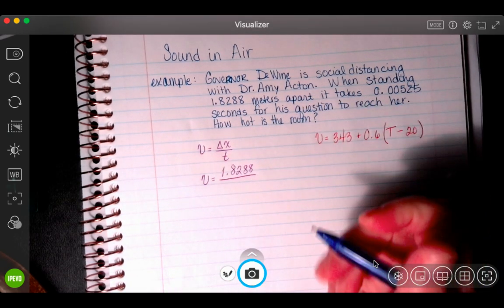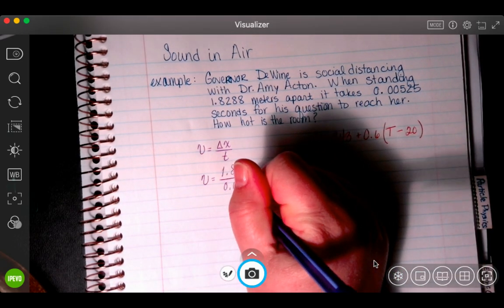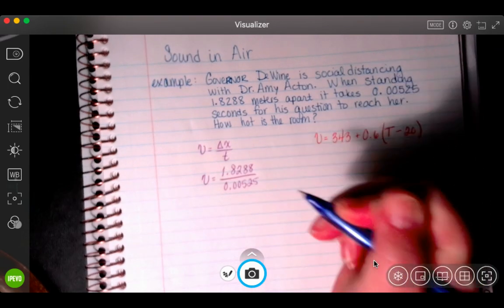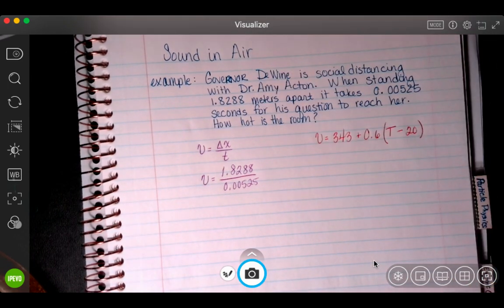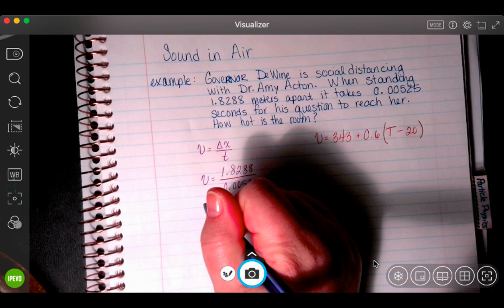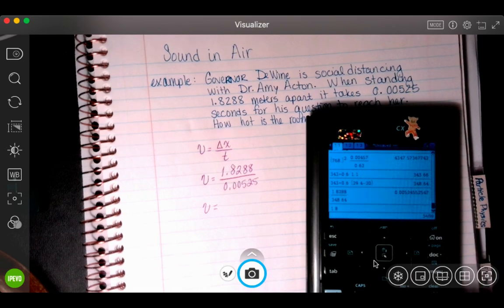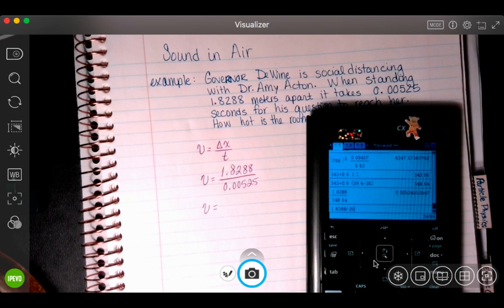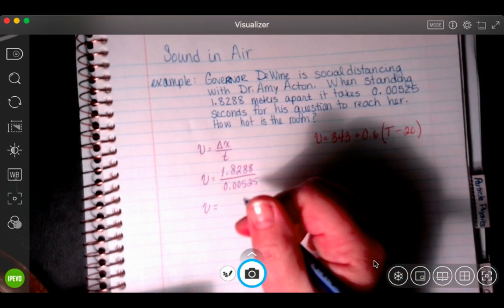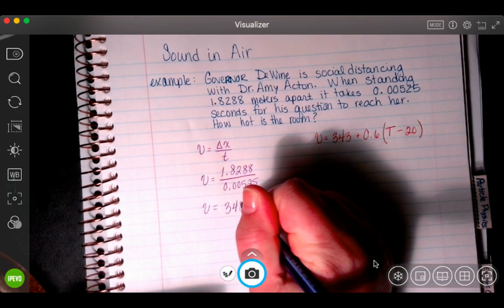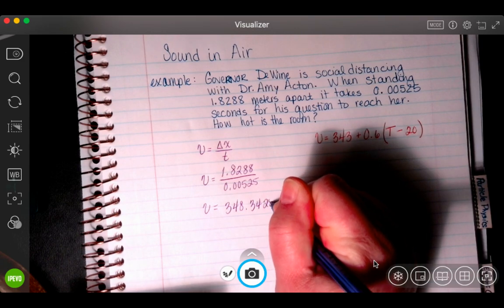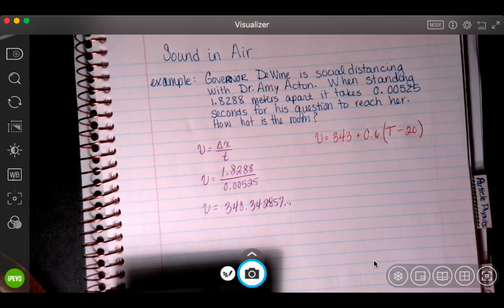So this means that we can determine the velocity by taking our socially distant 1.8288 meters divided by our time of 0.00525 seconds, which would be the equivalent of 5.25 milliseconds, which is a totally quick time, giving us a velocity of, punching on my calculator, 1.8288 divided by 0.00525, and we get 348.342857, on and on and on.